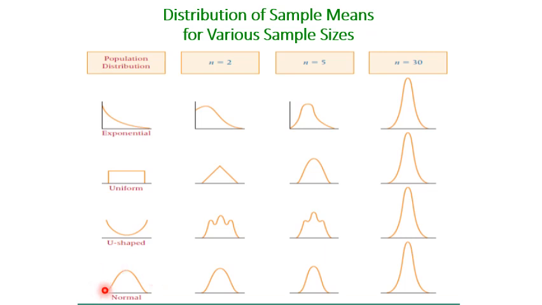Okay, so if I am originally sampling from a normally distributed population, if this is the distribution of x, then the sampling distribution of x bar will look like a normal distribution regardless of the sample size. So if the population distribution of X is normal, then the sampling distribution of X bar is also normal regardless of the sample size. So whether I'm selecting a small sample or a large sample from the normally distributed population, the sampling distribution of X bar will always be normal.